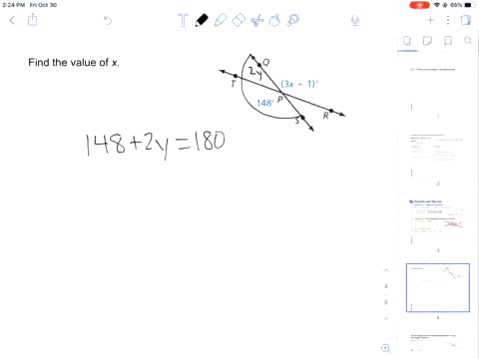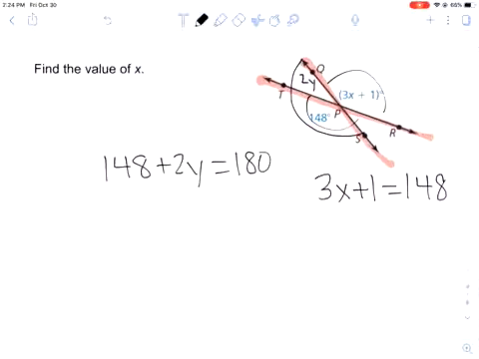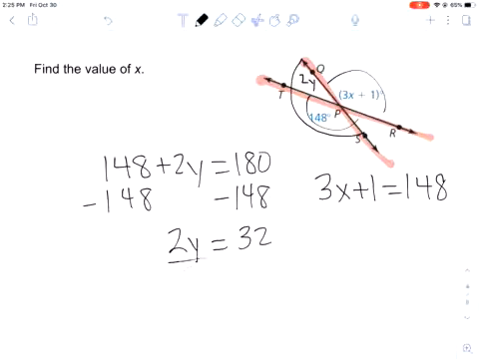So there's one equation. I've also got, if I look, some vertical angles here and here. Vertical angles are equal to each other. So now that I've got my equations, I can solve. And we're just solving like we would in Algebra 1. So y is 16.